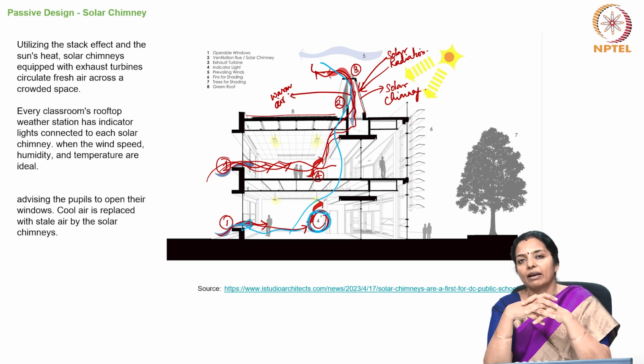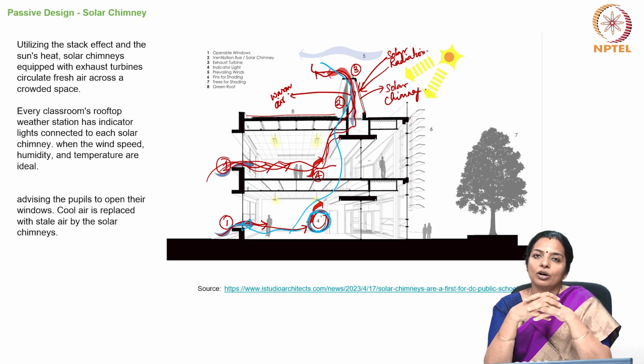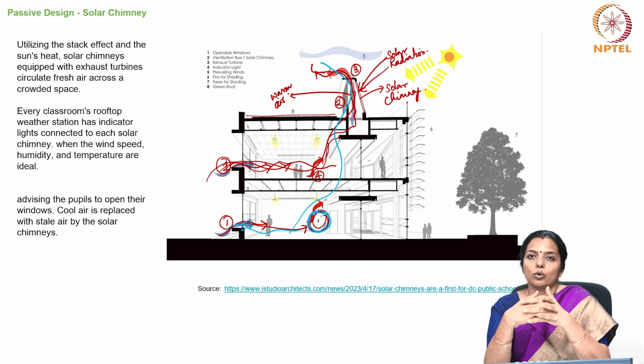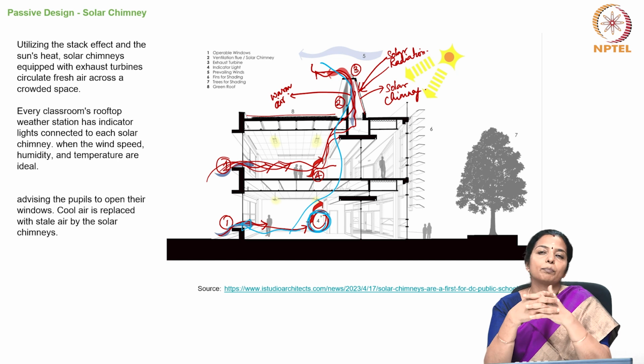With this, I will close this class and we will meet in the next class with yet another topic on advanced passive strategy, which requires a contraption to collect the heat energy, store the heat energy and dissipate the heat energy. Thank you.